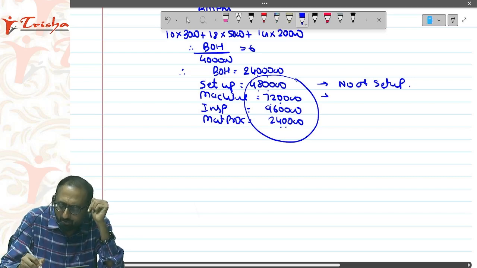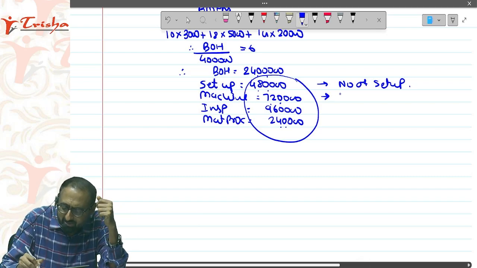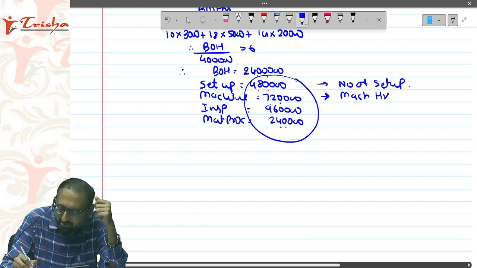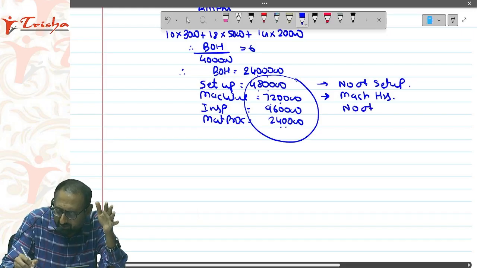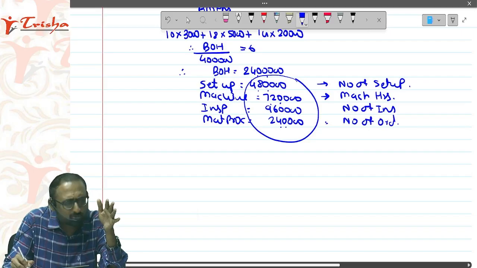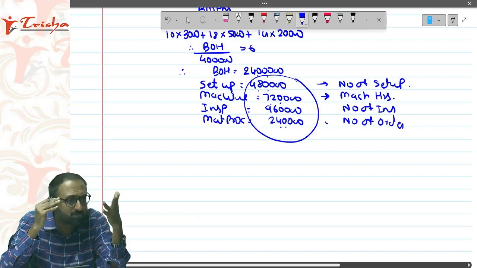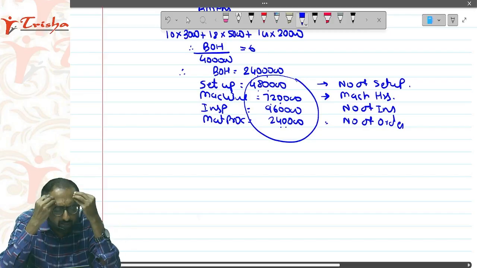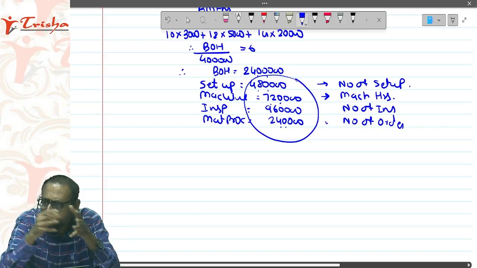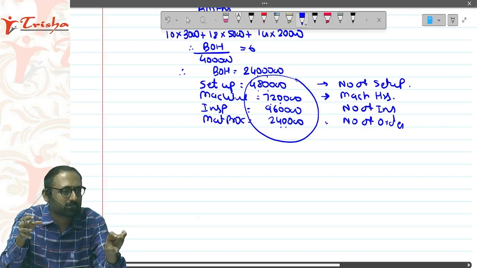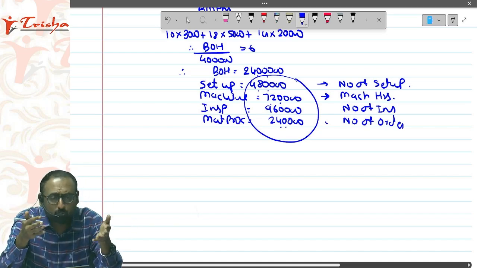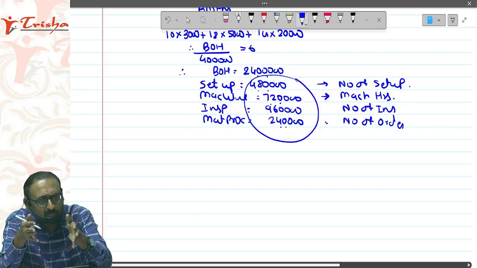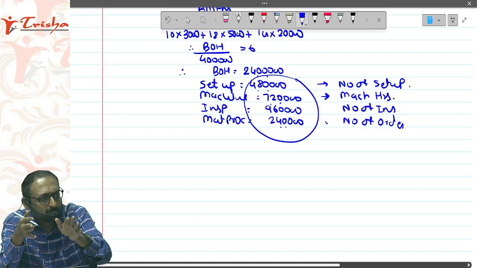Machining cost is dependent on what? Machining cost is dependent on machine hours. Inspection cost is dependent on the number of inspections, and material procurement is dependent on the number of orders. Number of inspections is given, but how? Read it carefully: total inspection given or inspection per batch given? Per batch, so you will have to multiply by the number of batches. Material procurement cost per order is given, number of orders per batch is given. You will have to multiply by the number of batches.